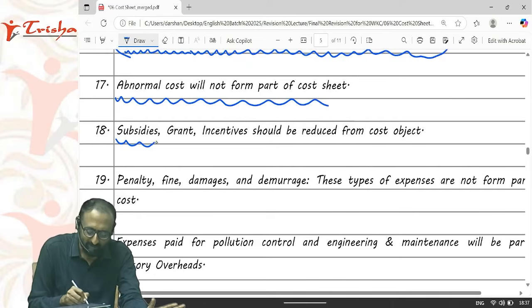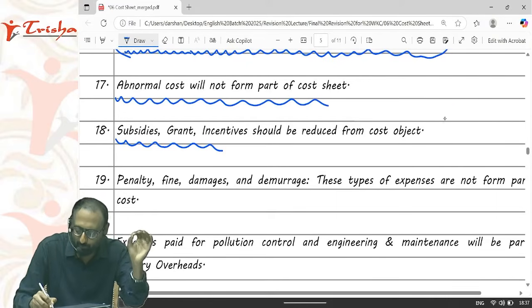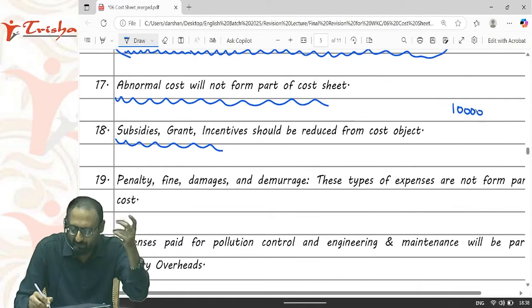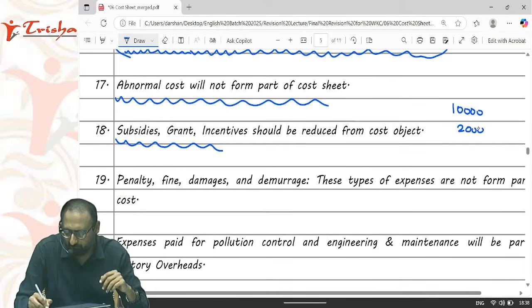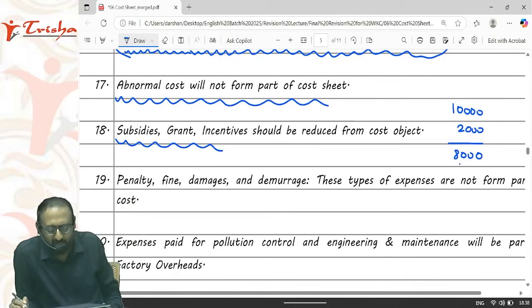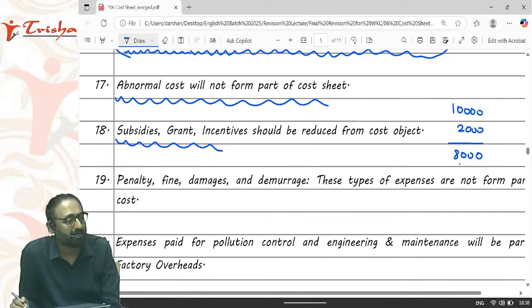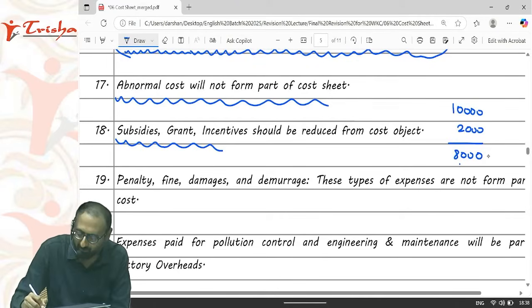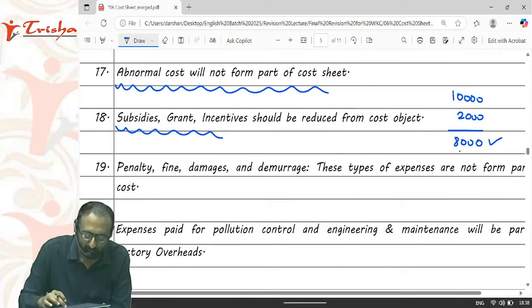Sir, what about subsidy, grant, incentive? You purchase raw material worth rupees 10,000. The central government gives a subsidy of 2,000. You are paying 8,000. Will that raw material be recorded at 10,000 or at 8,000? 8,000. So the subsidy or grant will be deducted from the purchase price.